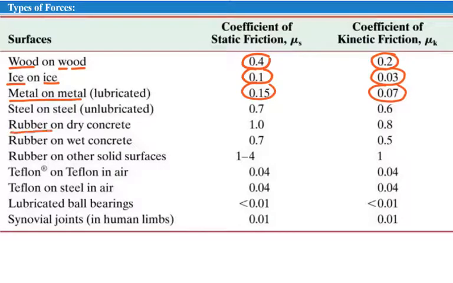Let's say you have rubber on dry concrete, you will have a coefficient of friction and a kinetic coefficient of friction. Then Teflon on Teflon in air, and Teflon on steel in air. They will have different coefficients of friction, and all it depends on is the material that is in contact.